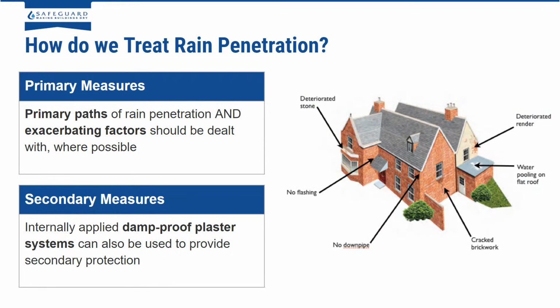So how do you treat rain penetration? There are two ways: primary measures and secondary measures. Primary measures include fixing the primary paths of rain penetration and any exacerbating factors. Secondary measures are backup measures, so if any of the primary measures fail, you have an internal system which should accommodate it. Things such as damp-proof plasters can provide secondary protection.